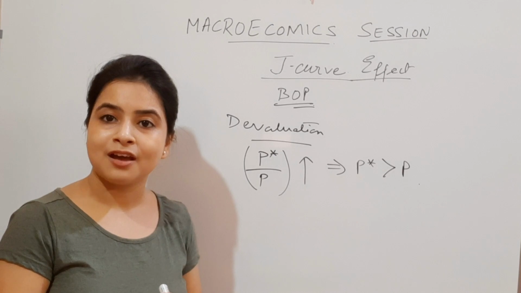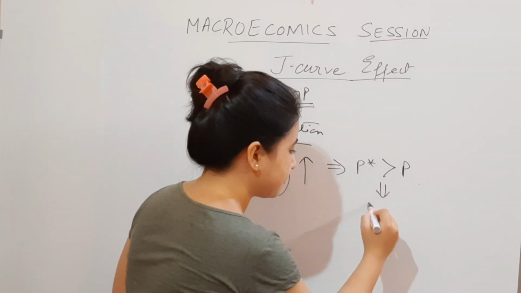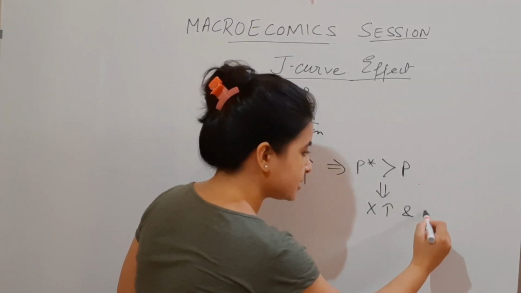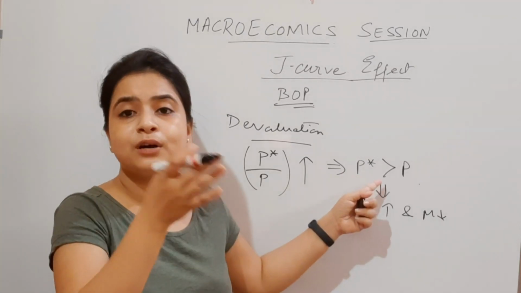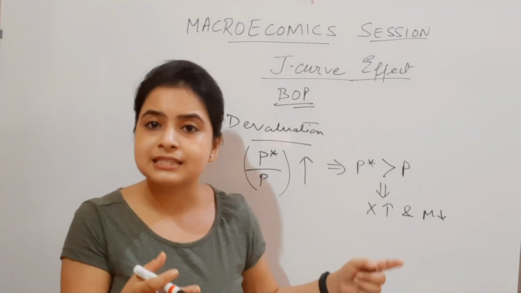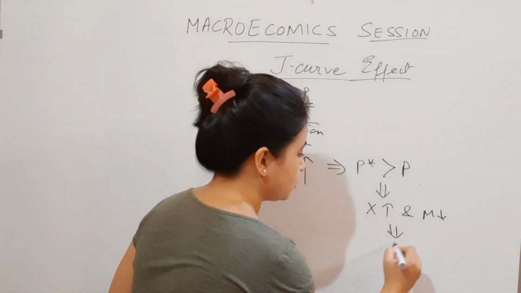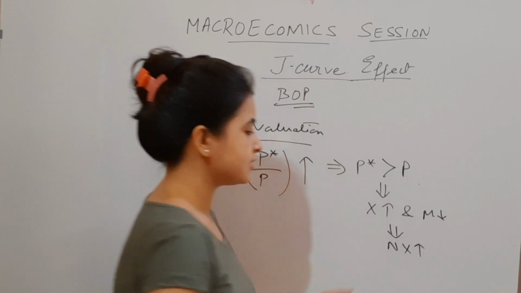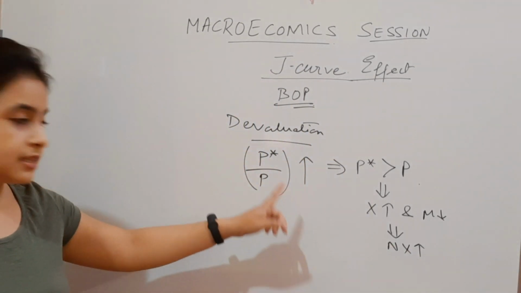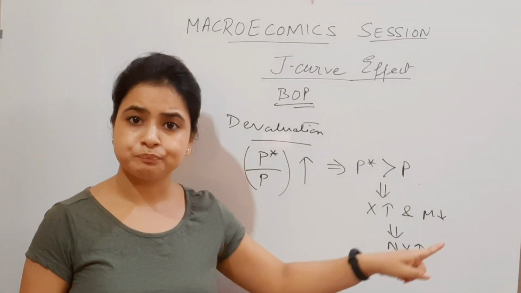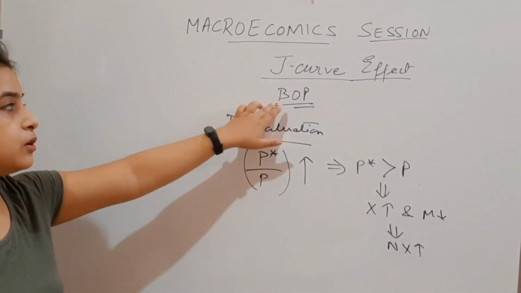Domestic exports become much cheaper to the foreigners. So due to this, what happens? Exports go up, and simultaneously imports fall, because P star is much higher. That means the foreign price level is higher, therefore imports are reducing. If this is the situation, you know what happens? Net exports increase. That means there is a surplus in net exports, that means a current account surplus. Due to this current account surplus, we can find that there is a surplus in the BOP account.